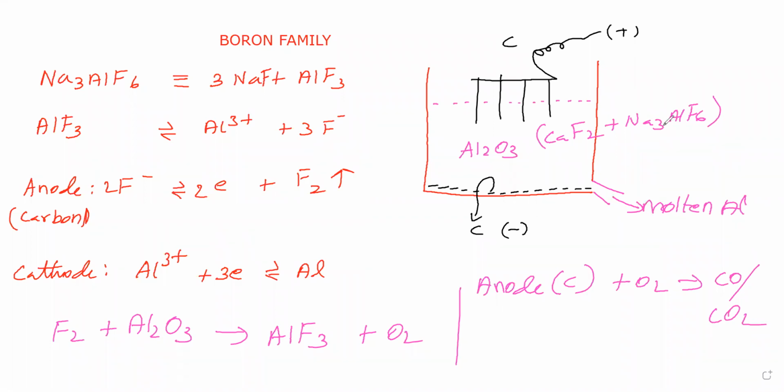Now, for what sake have we added cryolite and fluorspar? Because Al2O3 is a bad conductor. To convert this into a good conductor, we have added this cryolite and fluorspar. How cryolite converted this bad conductor into a good conductor, that we will see. Now, Al2O3 is a bad conductor.